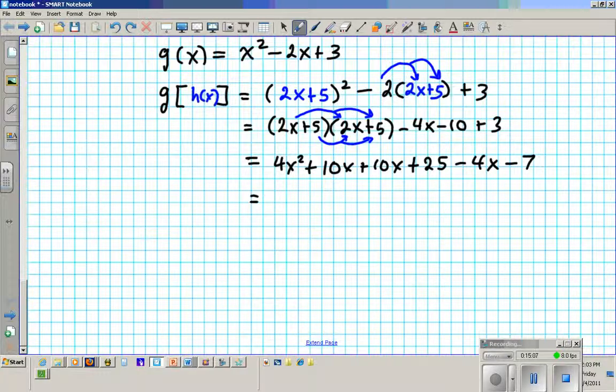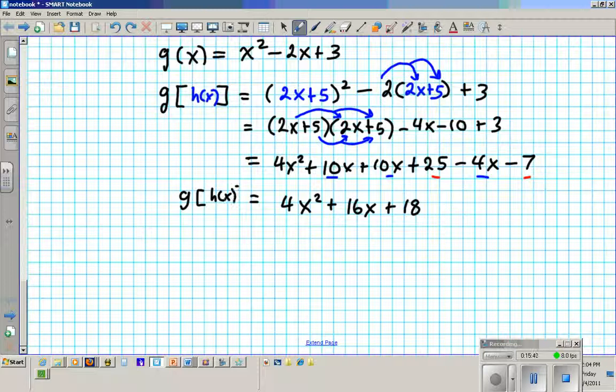So your answer here is going to become 4x squared. And then we can combine 10, 10, and 4. That's 20 minus 4, which is positive 16x. And we can combine 25 and 7. 25 minus 7 is positive 18. Positive 18 is your answer. So there goes g of h of x.